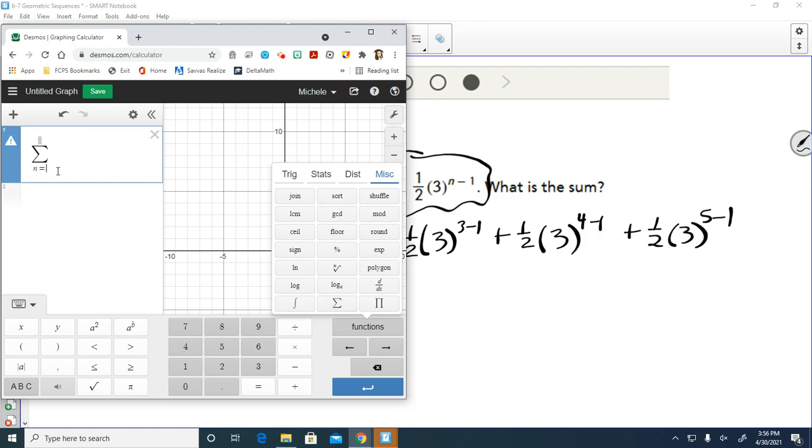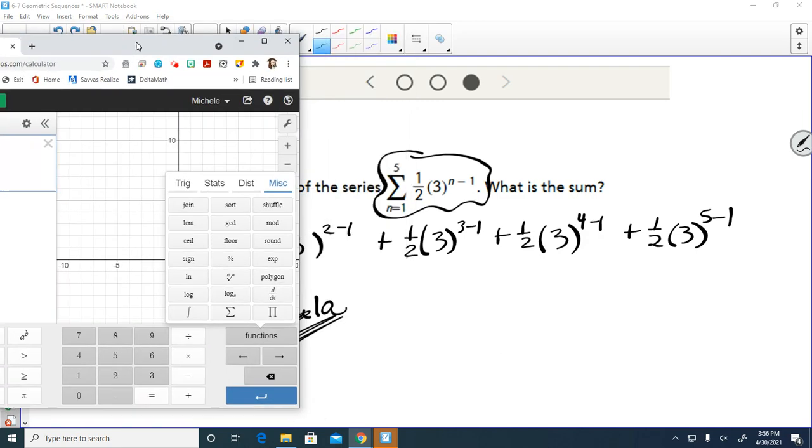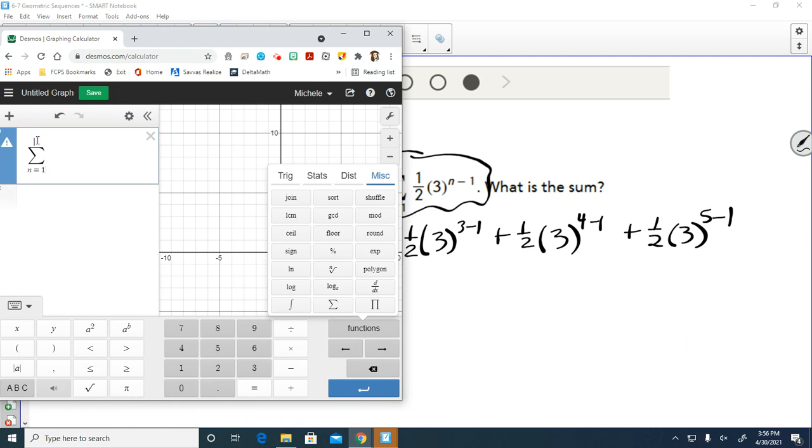And I'm going to go from n equals 1 until 5 of, and then make sure you put the whole thing in parentheses. So 1/2 times 3 to the n minus 1. And I need to put that n minus 1 in parentheses so it's all in the exponent. And that's 60.5.